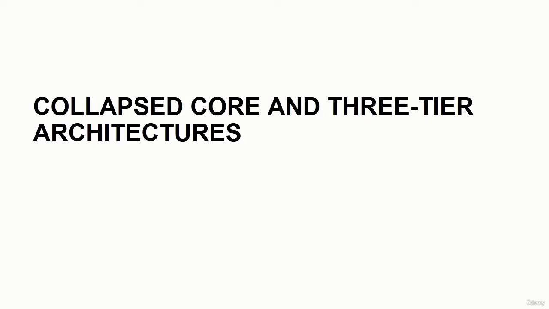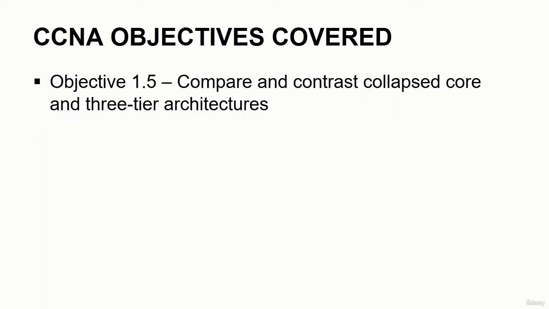In this video, I'm going to discuss network architectures, and specifically an architecture known as the collapsed core and another architecture known as three-tier architecture. This video will cover CCNA Objective 1.5, compare and contrast collapsed core and three-tier architectures.